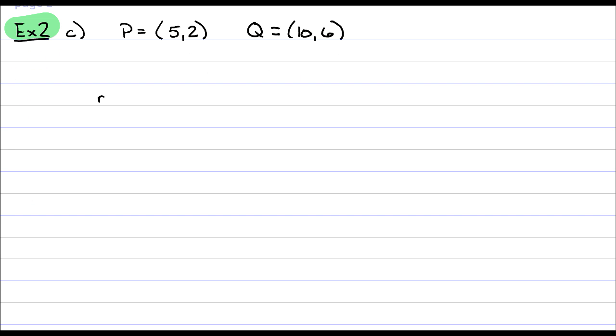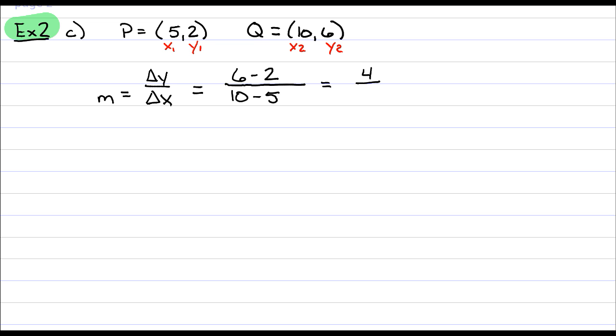Same as in the previous examples, our slope is delta y over delta x. Delta y in this case, again, let's go ahead and label these points. This is x1, y1, x2, y2. So delta y is going to be 6 minus 2 divided by delta x, which is 10 minus 5, which is going to give us 4 over 5. Okay, so the slope here is a fraction 4/5.